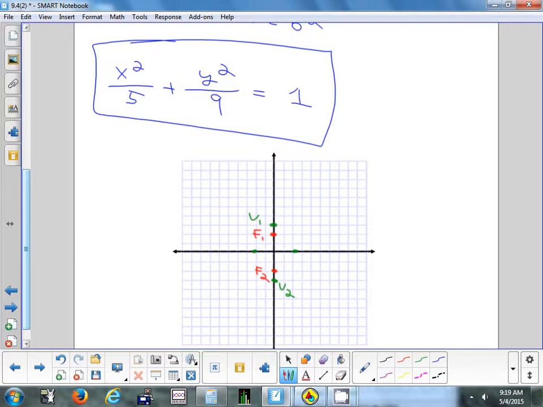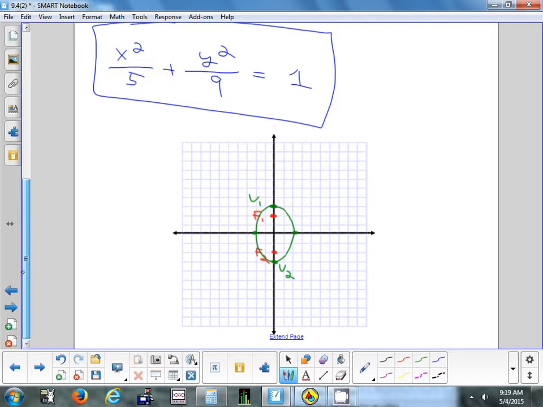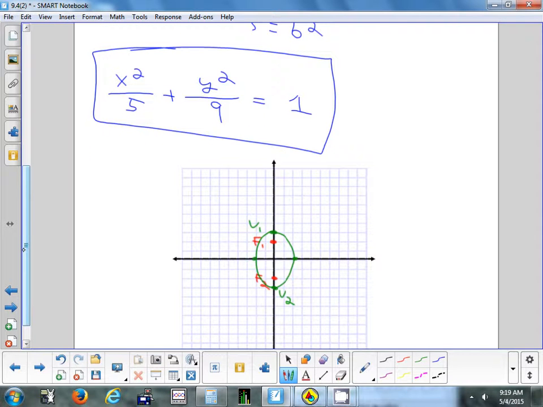All right, so if we sketch our ellipse, something kind of like that. Any question on the sketch? You're not going to have to do too many sketches, but there might be a couple.